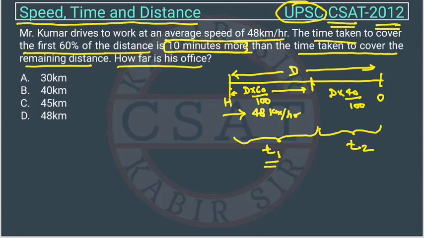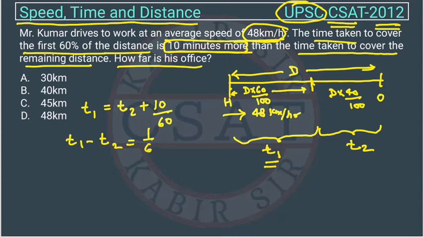The time difference is in minutes and we have speed in hours, so let's make it in hours. We will divide it by 60, so all time is in hours now. So T1 minus T2 is equal to 10 upon 60, which is 1 upon 6. And how can we calculate T1?